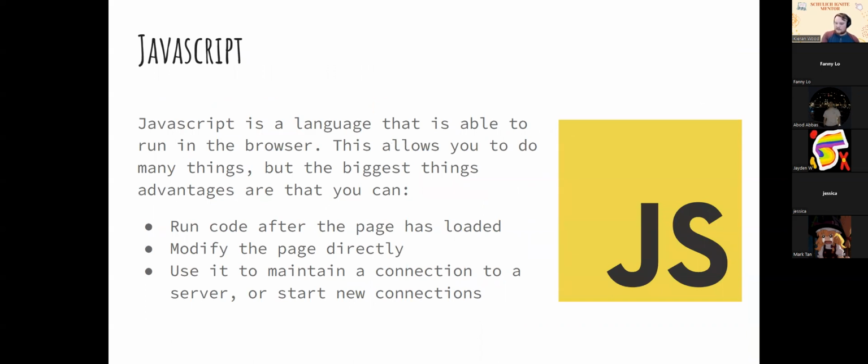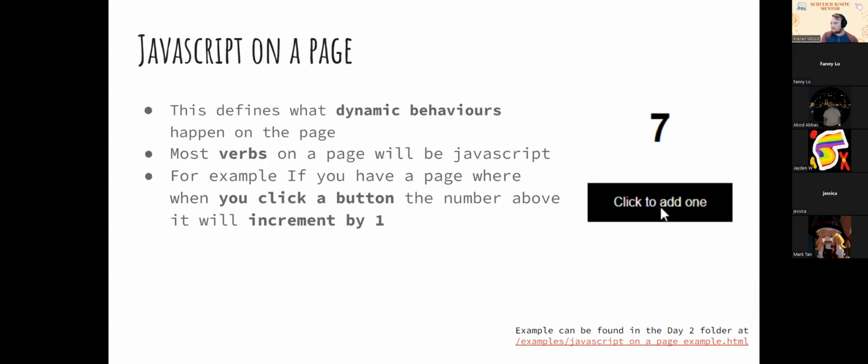JavaScript is the system that allows us to do that. It lets you run code directly on the page and lets you modify the page directly with the code that you run. Essentially, JavaScript defines the dynamic behaviors. Any verbs on the page will most likely be a JavaScript function. For example, if you had a button where every time you click it, it ups the number by 1, that's going to be JavaScript.